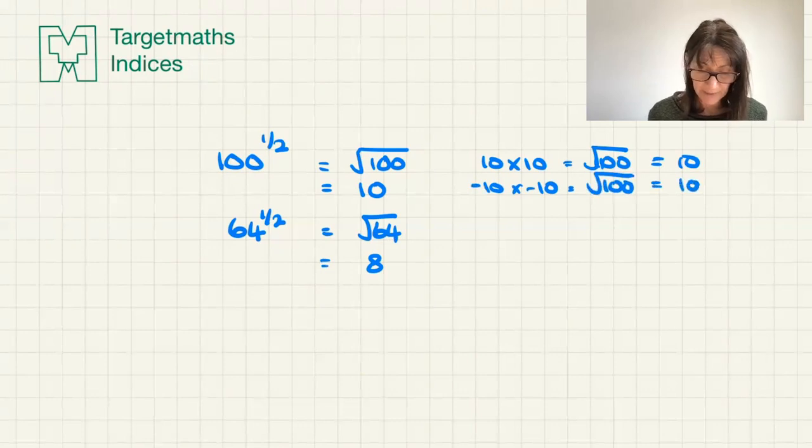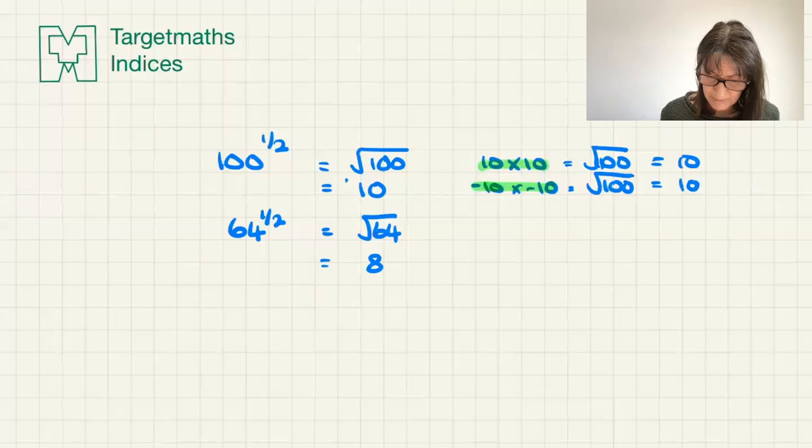So how do I know whether it was a positive 10 or a negative 10 being multiplied by itself? And the answer is I don't. There's no context in the question to say, I don't know, it's length, which can't be negative. So there's no context, which means my answer could be plus or minus 10, or plus or minus 8.